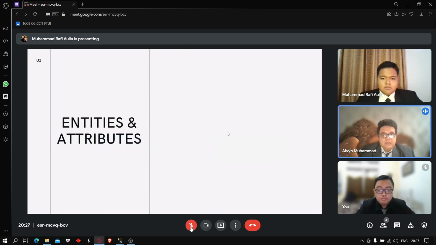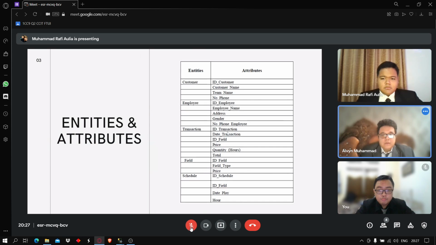And here are our entities and attributes. For the entities and the attributes, I will explain them one by one. For the customer, there are attributes: ID customer, name, team name, and number phone.